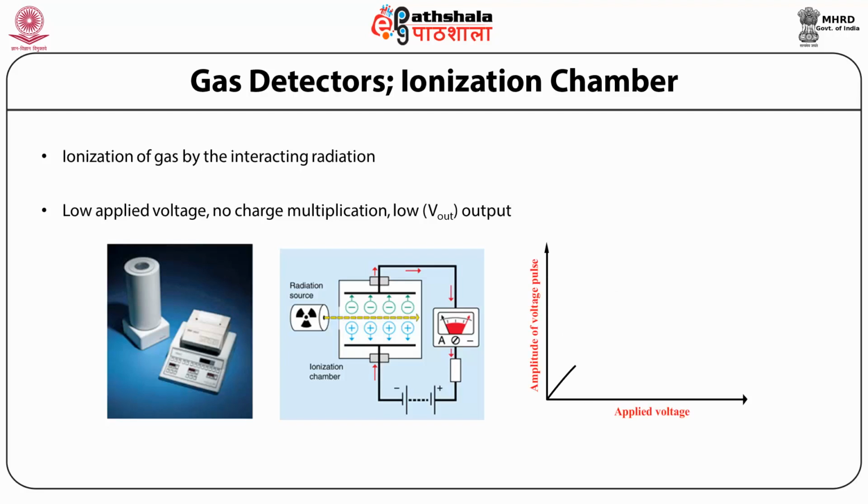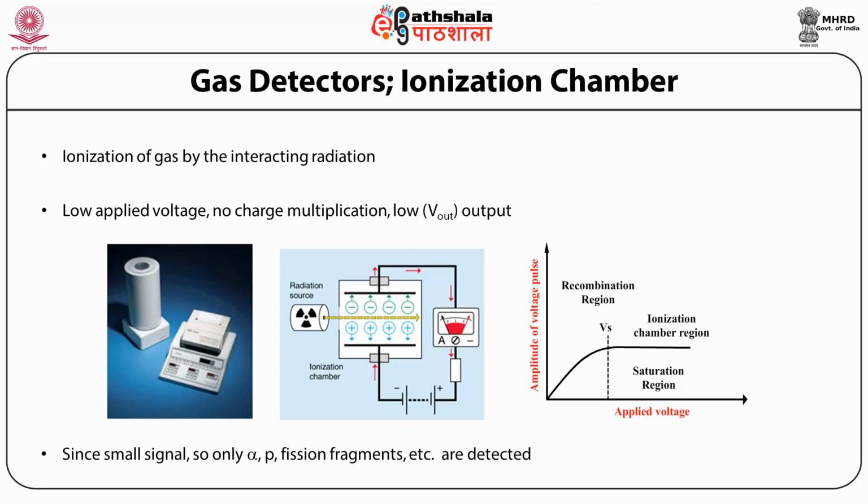Basically, pictures of a commercial ionization chamber are given. On the left-hand side, the process is explained, in the middle picture, and the behavior of applied voltage is shown on the performance of the detector in the rightmost slide. Since a small signal is generated, only alpha, proton, fission fragments, etc. are detected with the help of an ionization chamber.